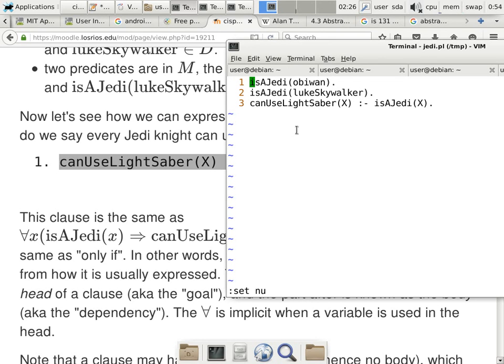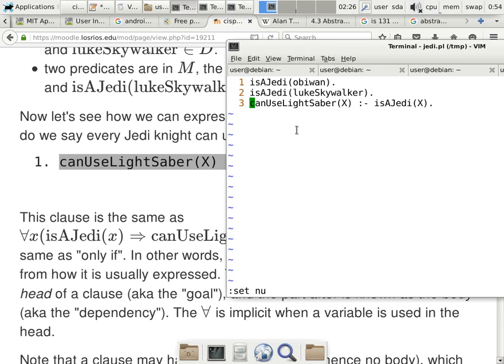Okay, so the second one is the same thing. Line 2 is asserting that Luke Skywalker is a Jedi. Okay, so it's kind of the same thing as what we have in the iota set, because these are given facts that are true. The third line is the interesting one because it has a variable.